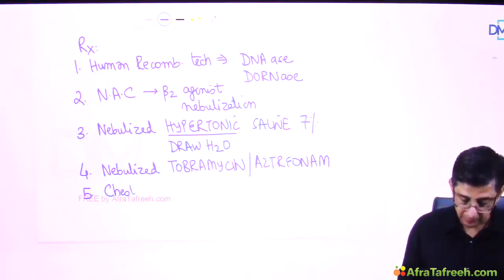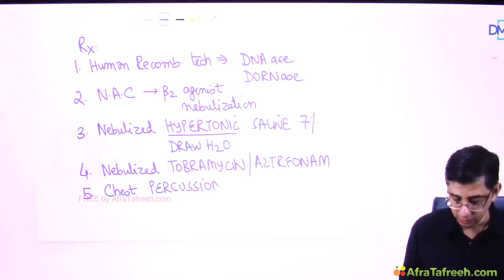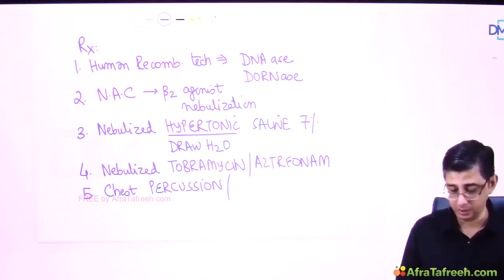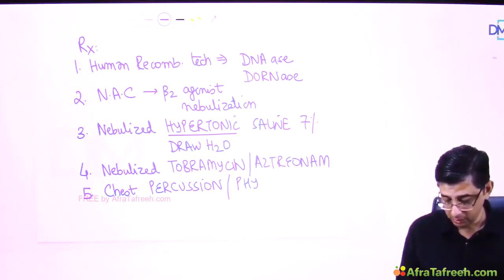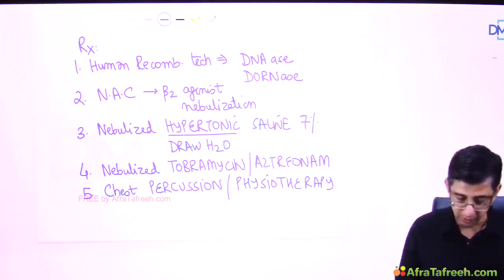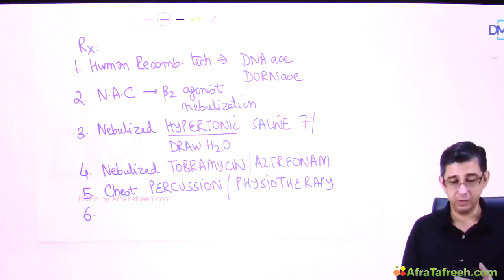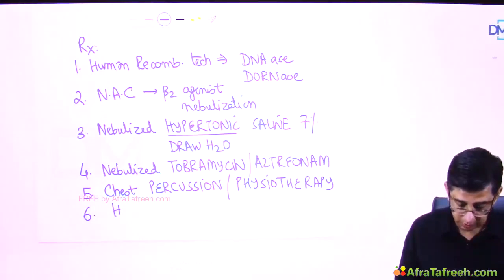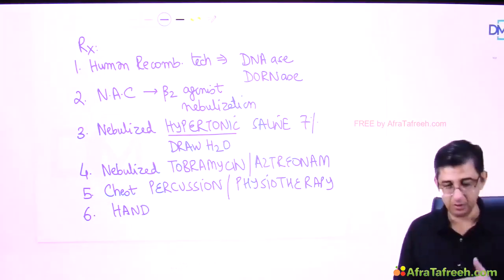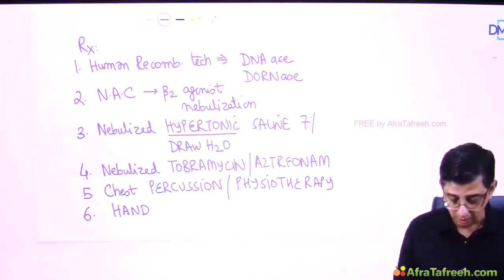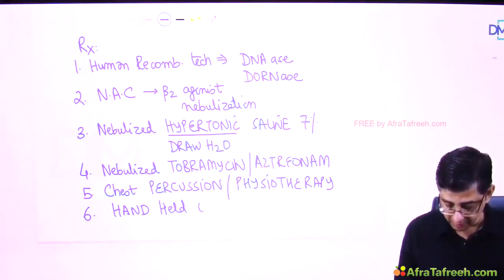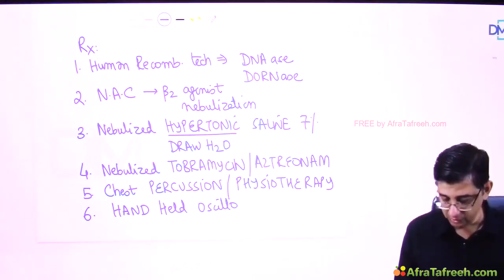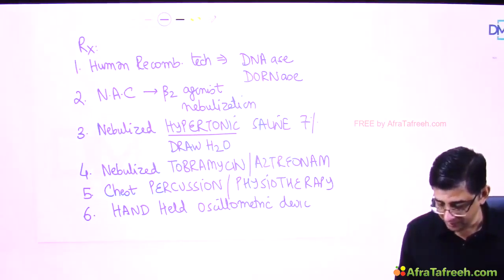Once I have ensured that the sputum consistency is lesser, then we will do chest percussion and chest physiotherapy in the patient, and encourage the patient to cough out the lung secretions. We also have commercial devices available. These would contribute to oscillations or percussion, a mechanical way of percussion in the chest, like hand-held oscillatory devices. The vibrations produced by these devices will again help in mobilizing the lung secretions out, and the person can cough them out.